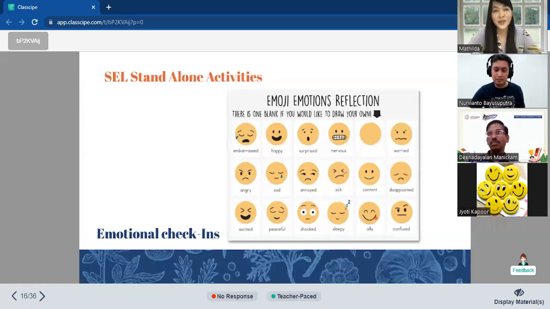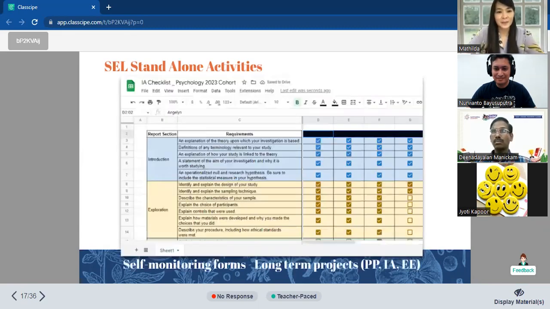We use it at the beginning of our lesson. Just 1 or 2 minutes. But it doesn't have to be at every beginning of the lesson. We can alternate with other activities. Yeah, and then let's see this one.